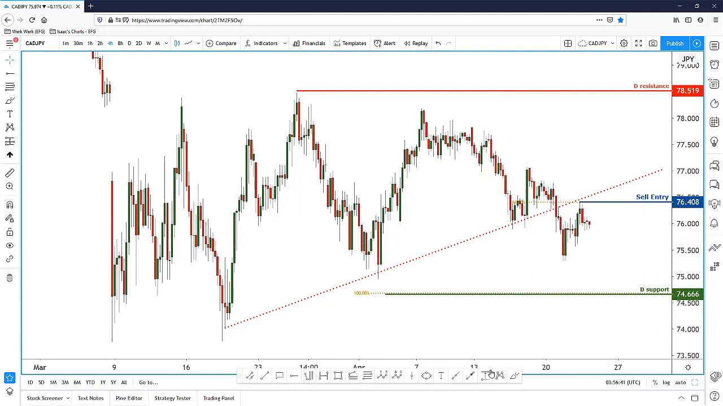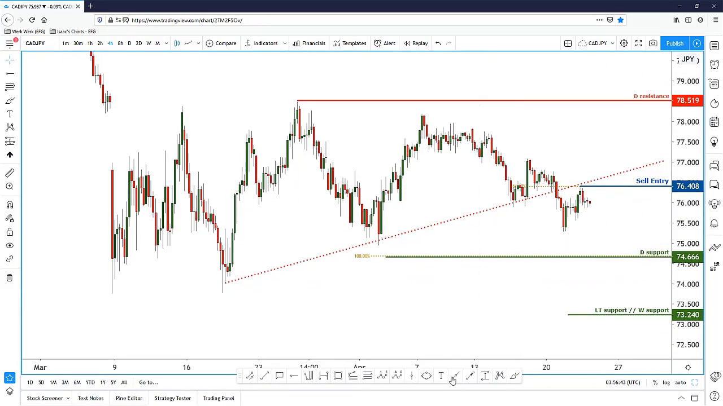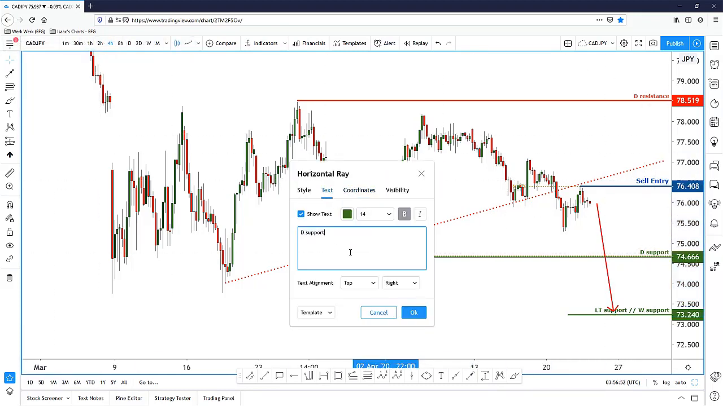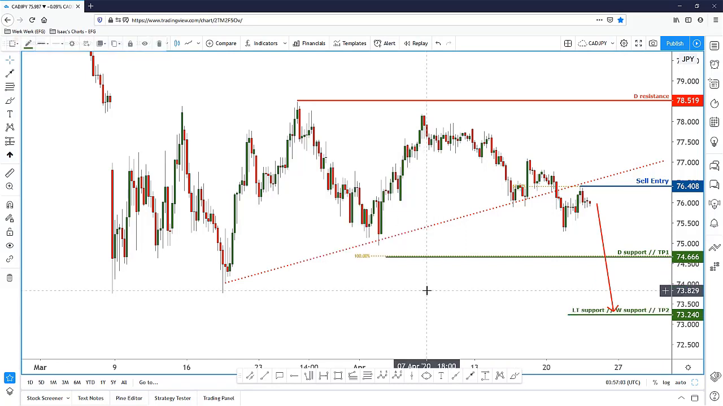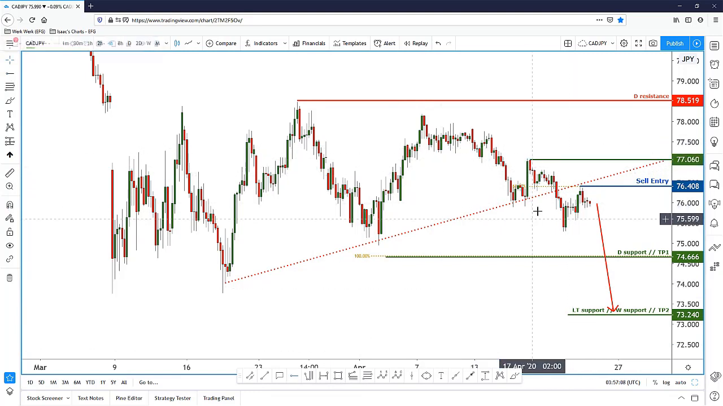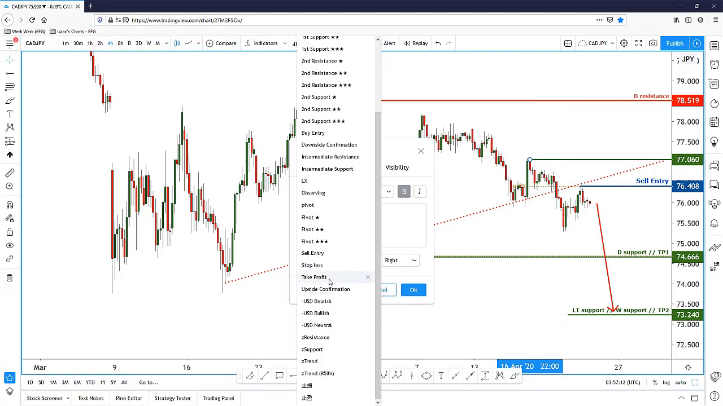And this will be, let me just zoom out a bit. The daily support will be my first take profit. Right? This will be my first take profit. Call it the TP1. And my long-term support, weekly support will be the TP2. So how this works, my stop loss will be at the recent swing high. Let me just call this the stop loss.